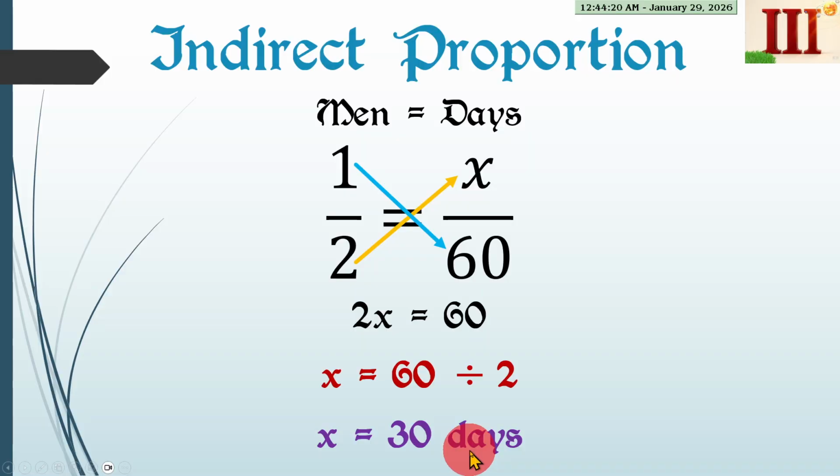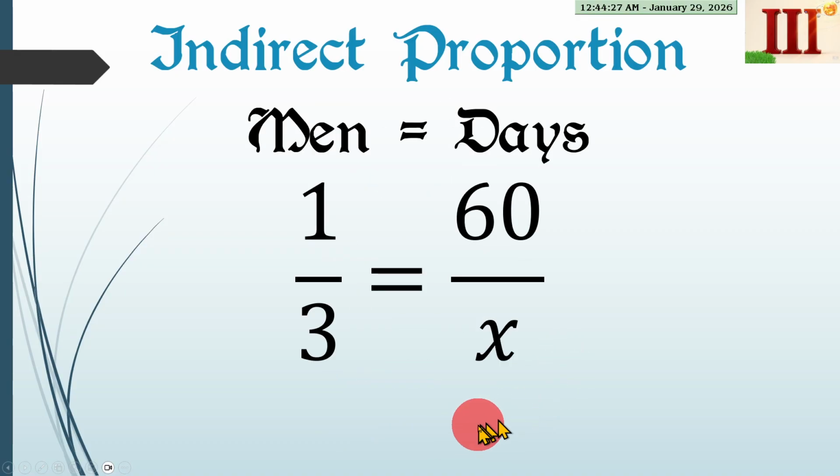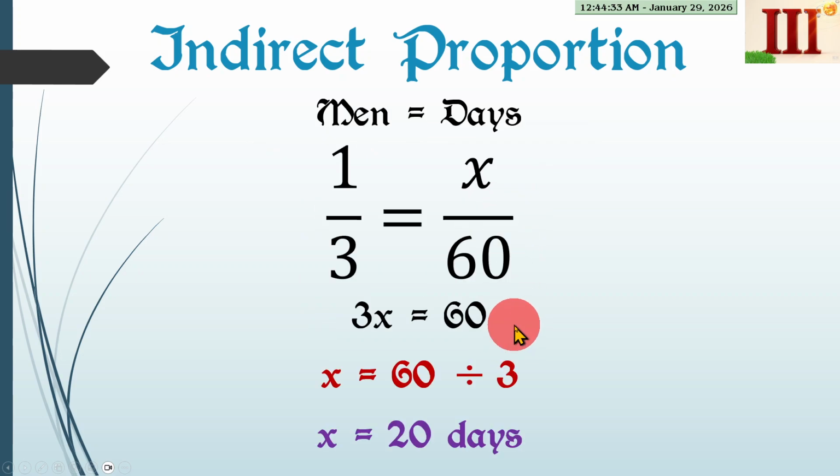That means if each man puts in 30 days of work, that's 60 days in total. Let's look at three men. Once again, it's inverse, so we're going to reverse this fraction and get 3x times 1 equals 60. So 3x is going to be 60, dividing by the 3 in front of the x. That means x is going to be 20 days. Of course, 20, 20, and 20 would be 60.